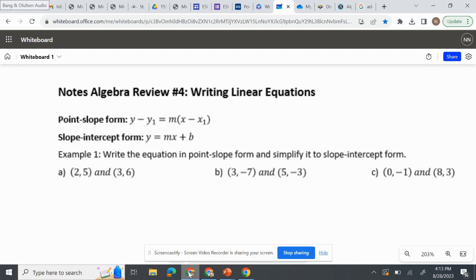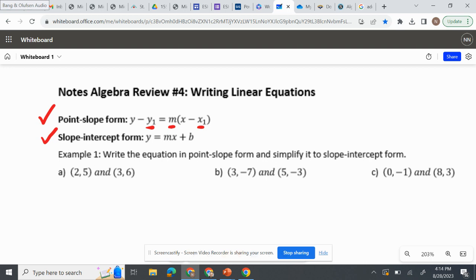What we're going to do is we're going to write linear equations. There are two main equations that we're going to be working with. One is the point-slope form, where we plug in the slope, the x value, and the y value for the ordered pair. And then what we're going to do is we're going to simplify it to slope-intercept form.